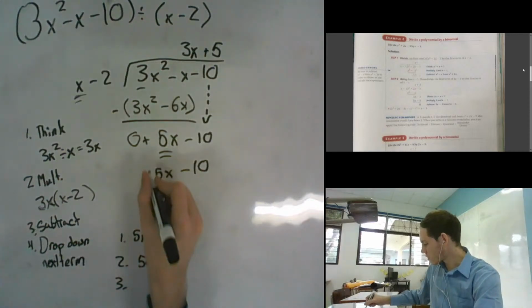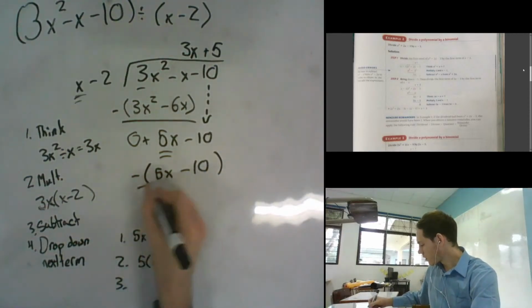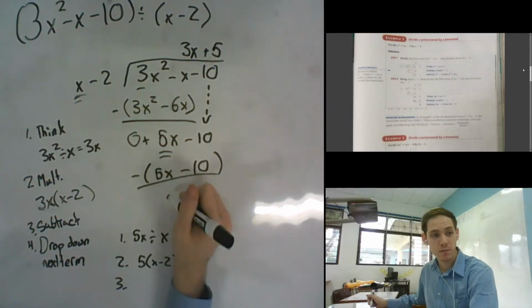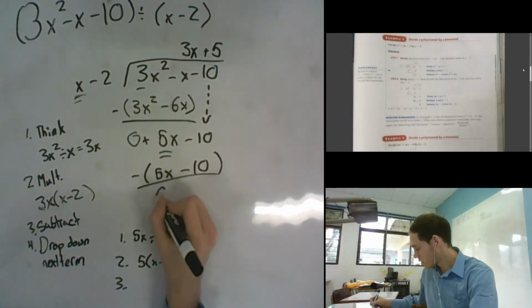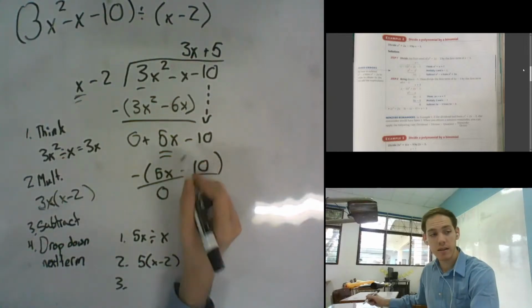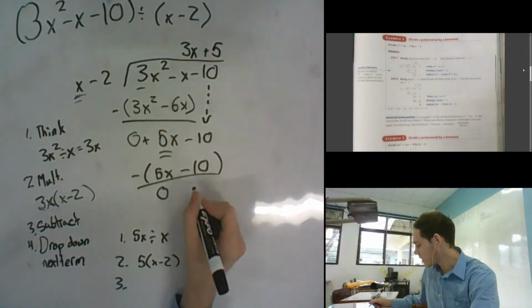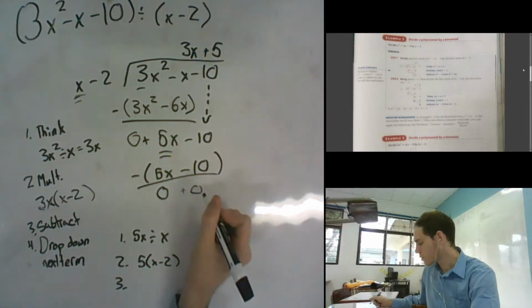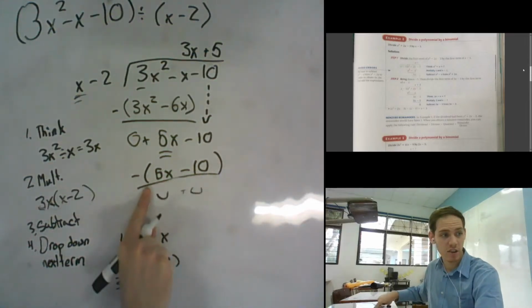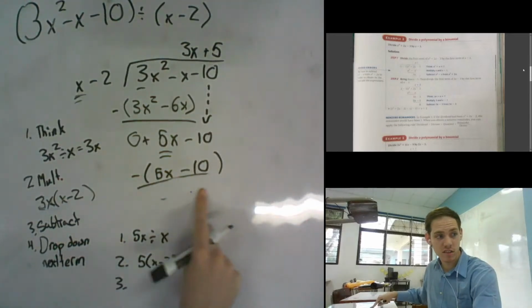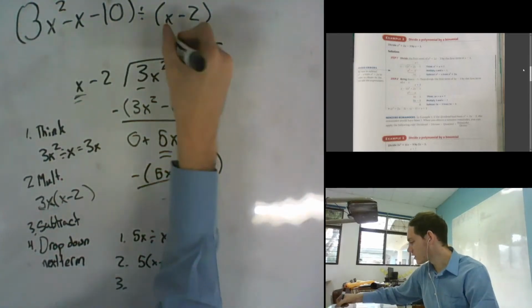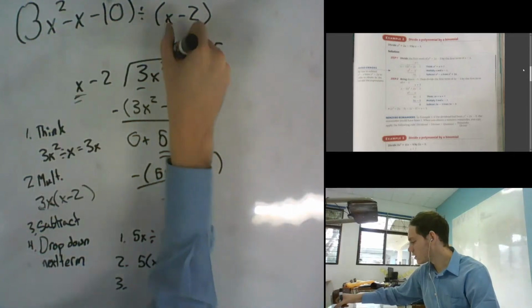Then we subtract it. Okay, so what's 5x minus 5x? It's going to be 0. And negative 10 minus negative 10 is negative 10 plus 10. So we get plus 0. So we get 0. Okay, that's that whole thing. It's just 0. So our answer is this right here.